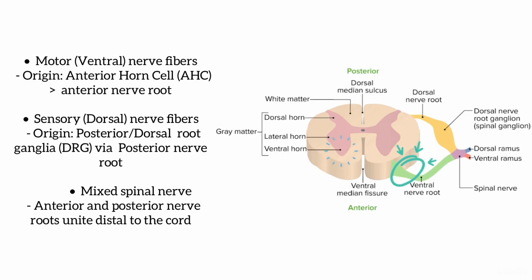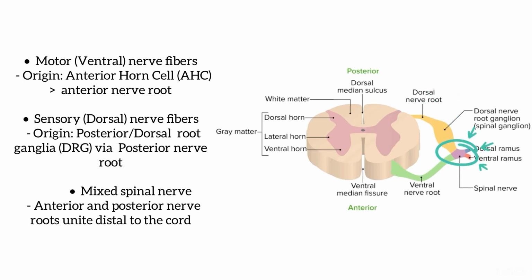First, we have your motor or ventral nerve fibers. Its origin comes from your anterior horn cell and leaves the spinal cord through your anterior nerve root. So these cell bodies are located in your anterior horn cell, brainstem, and the cortex. Next, we have your sensory dorsal or posterior nerve fibers. These originate from the neurons in your posterior or dorsal root ganglia, or your DRG, and it enters the cord through your posterior nerve root.